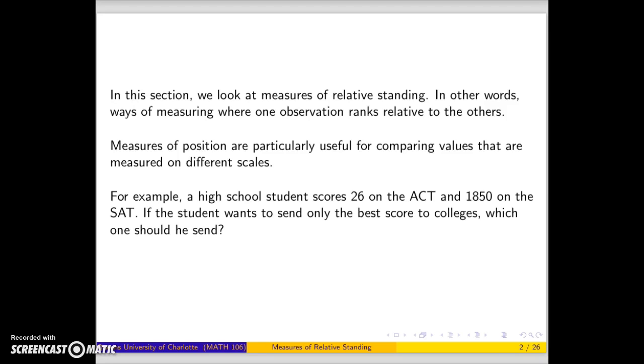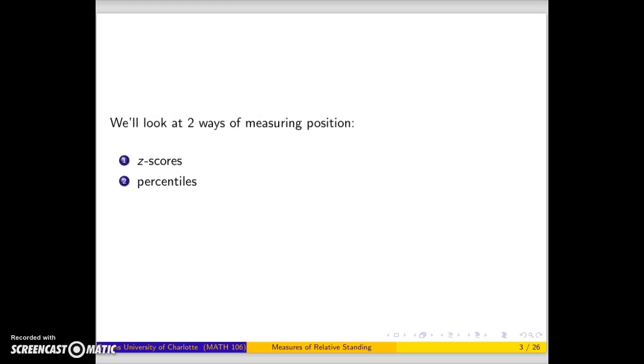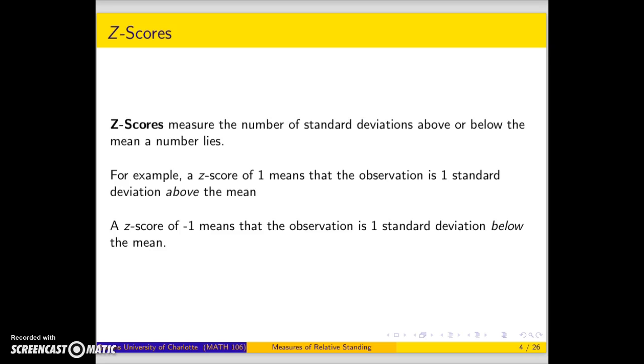Another way you could do it to find out which score is higher is use z-scores. So there are two ways of measuring position, and that's through z-scores and percentiles. We have seen z-scores before, twice actually. We have seen them with empirical rule and then again with normal probability. Z-scores are just the number of standard deviations above or below the mean a number lies.